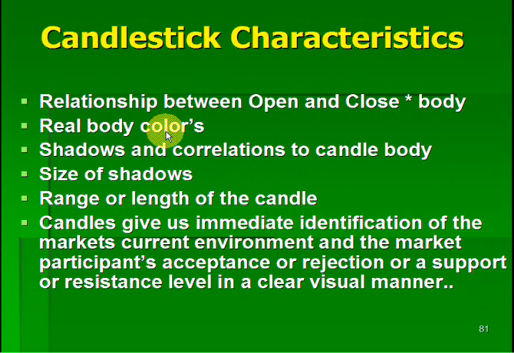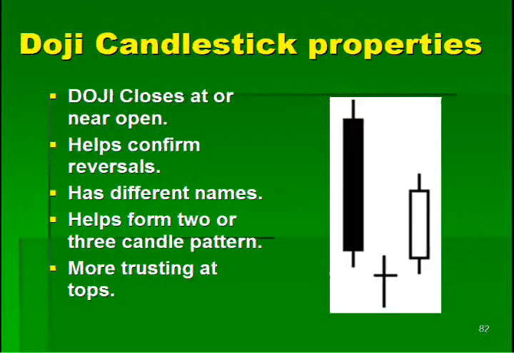We want to see and notice what the shadows are and the correlations of the shadows to the candle's real body. We want to see what the size of the shadows are. And again, as we talked about, the range or the length of the overall candle. So candles and candlestick patterns help give us immediate identification of the market's current environment and the market participants' acceptance or rejection at or near a support or resistance level. And it does so in a clear, visual manner.